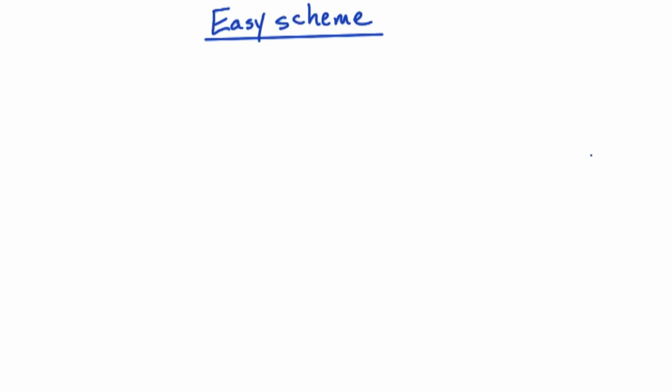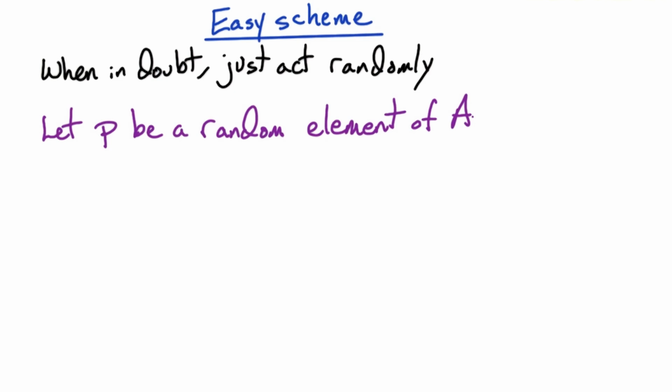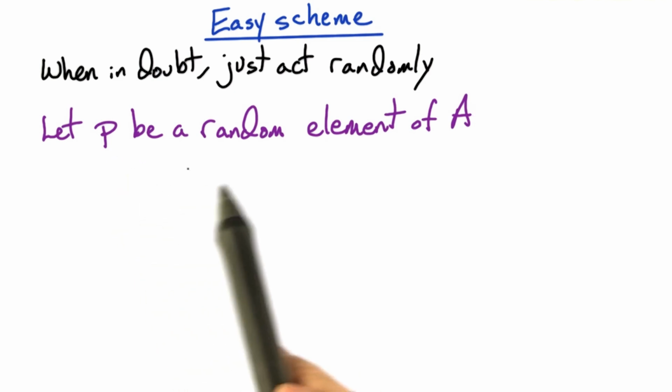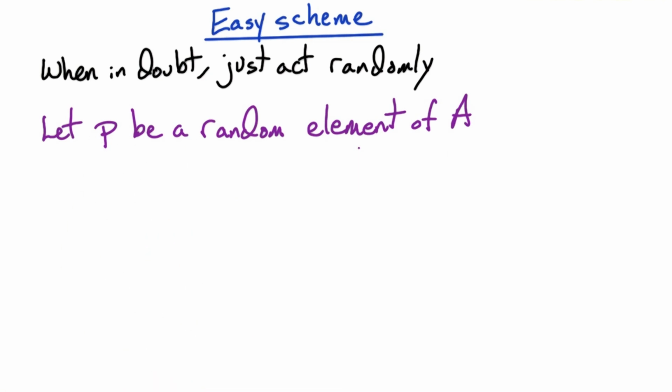What's an easy scheme for finding a good pivot? Well, if I have no idea what to do, what should I do? I might as well act randomly. So in our case, what does that mean? That means let p be a random element of A. Choose a random element of A and set that to be the pivot p.